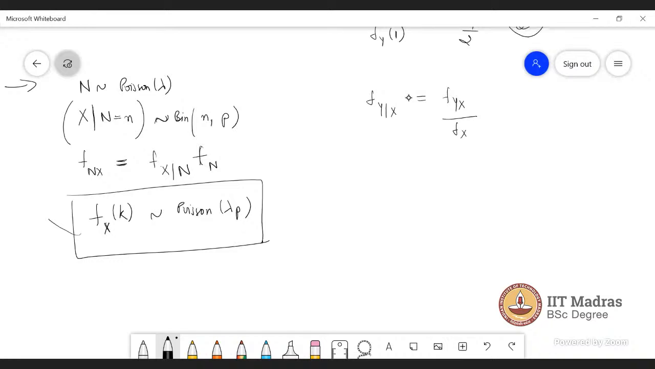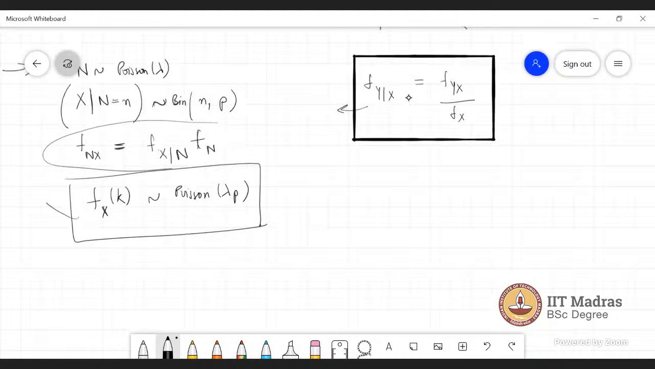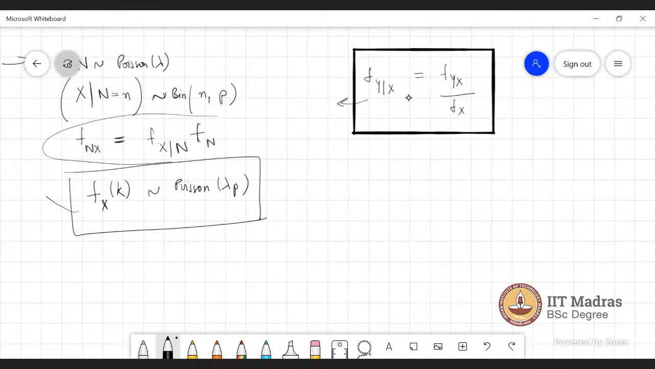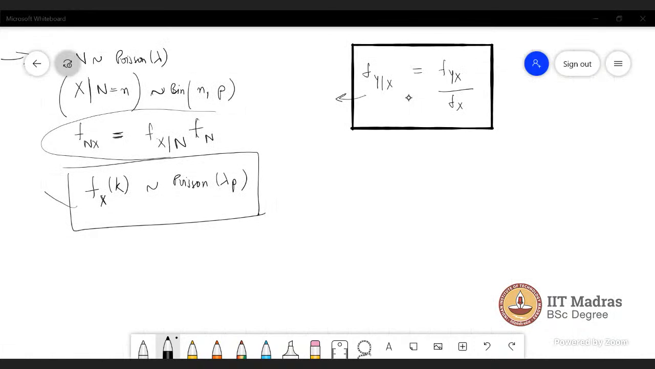f of n, x is equal to f of x given n times f of n. So what is the conditional PMF? This is the basic formula: f of A given B is equal to f of A intersection B divided by f of B.